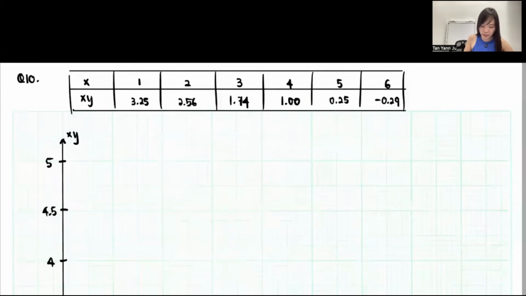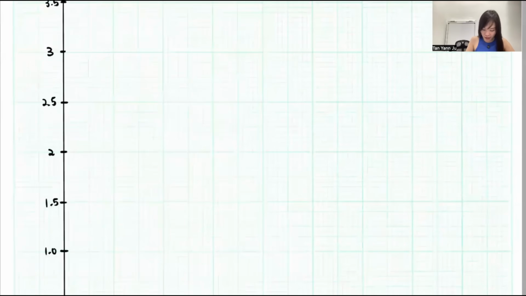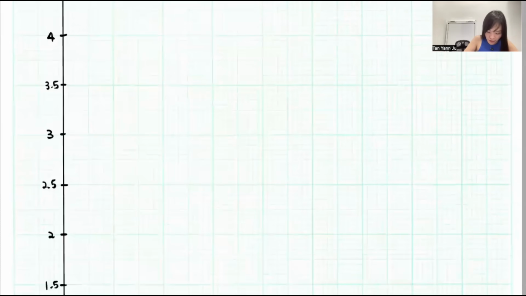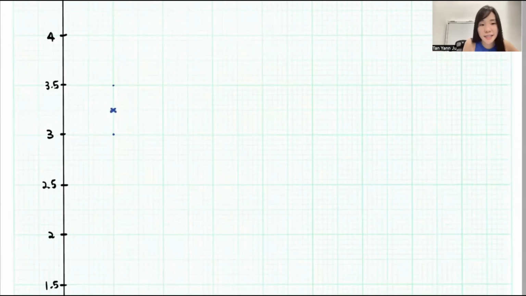So the first point is 1, 3.25. So 1 is here, 3.25. Here's 3, here's 3.5, middle here. Exactly, it's 3.25. Okay?